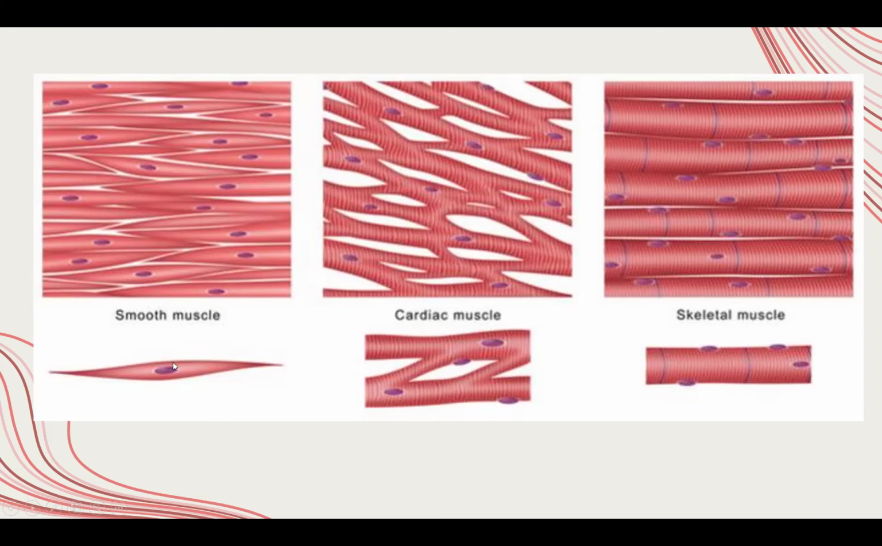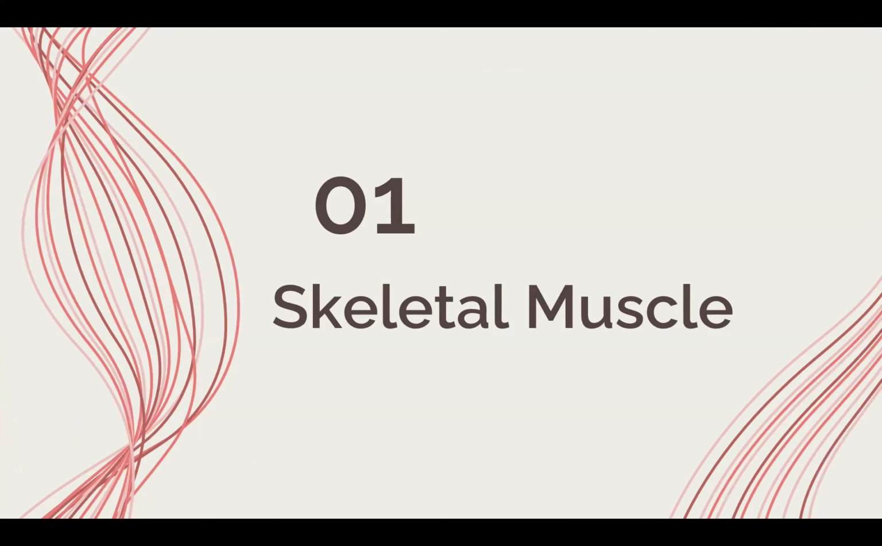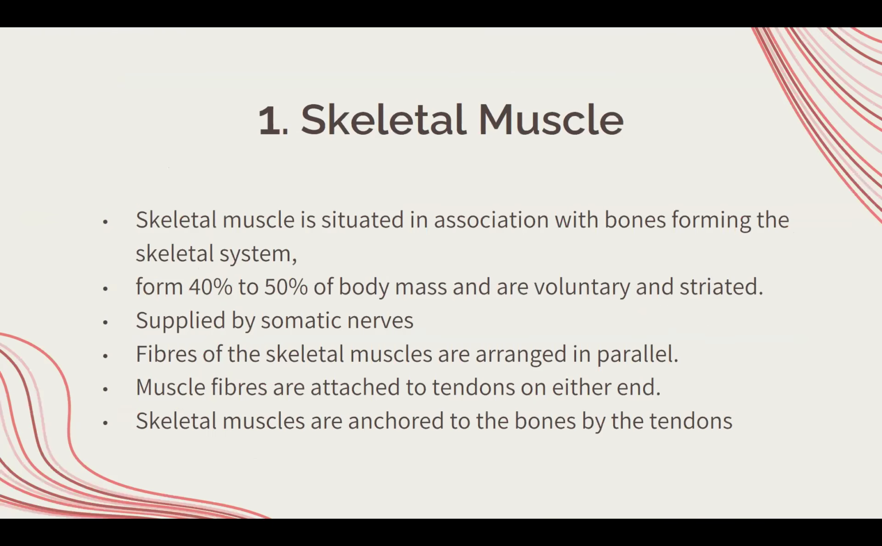In smooth muscles, the nuclei are centrally located. Also in cardiac muscles, the nuclei are central. But in skeletal muscles, you can see the nuclei are in the periphery. And in cardiac muscles, the muscle fibers are branched, but skeletal muscle fibers are parallel to each other. Further, in coming slides, we are going to describe these differences in depth. So first, we are going to talk about skeletal muscle.